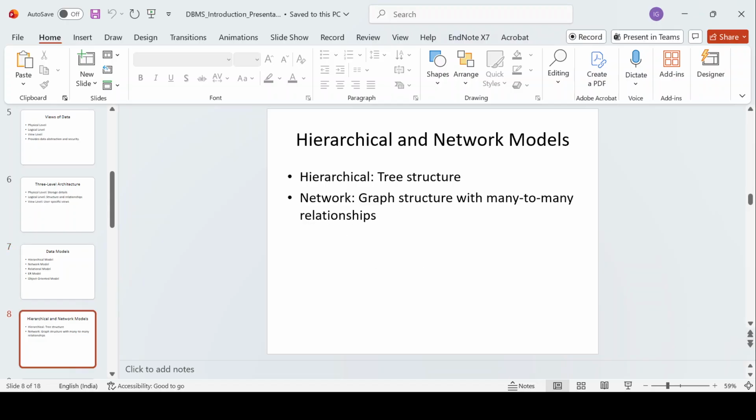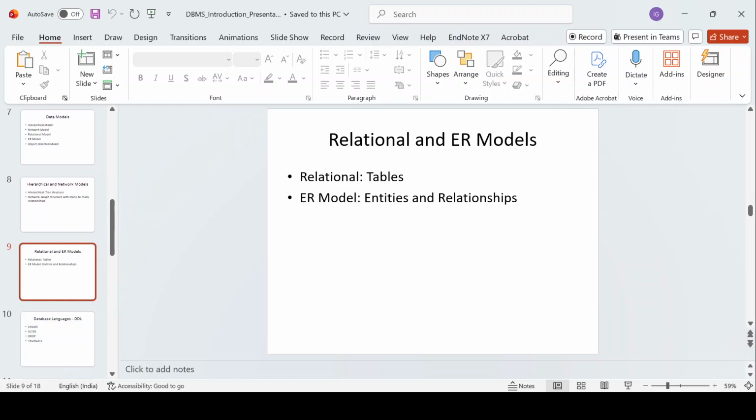Next, we see the hierarchical and network model. The hierarchical model organizes data in a tree structure with parent-child relationship. So the network model uses a graph structure and supports many-to-many relationship. So next we see the relational and ER model. The relational model stores data in tables consisting of rows and columns. So the ER model represents data using entities and relationship.